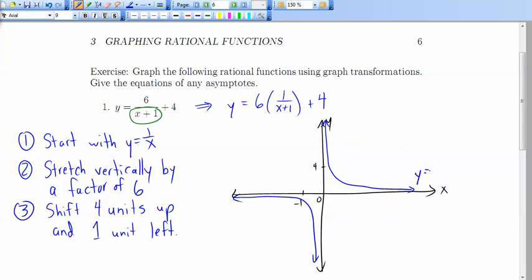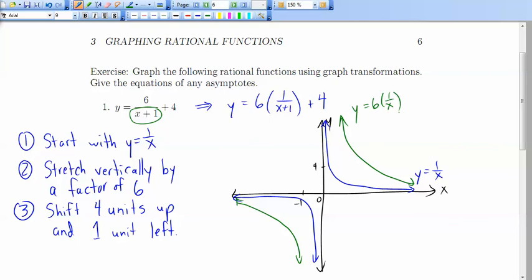So there's y equals 1 over x. And now that graph, the blue one, I'm going to stretch it by a factor of 6 vertically. So all those y values are going to get multiplied by 6. Okay, so this piece up here is going to become stretched away from the x-axis, and this piece down here is going to get stretched away from the x-axis. So there's y equals 6 times 1 over x.